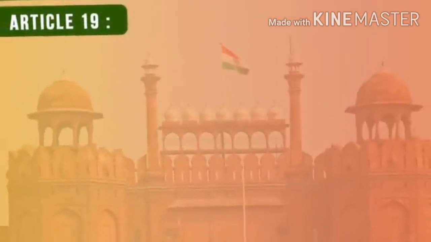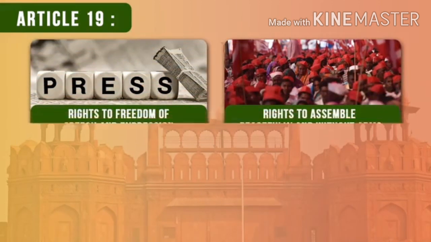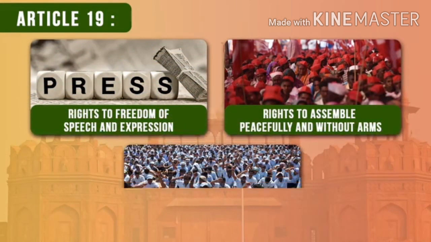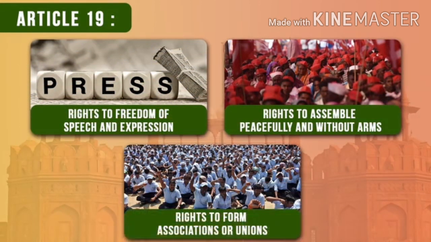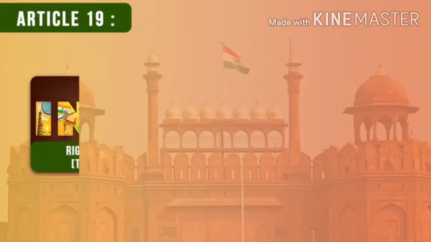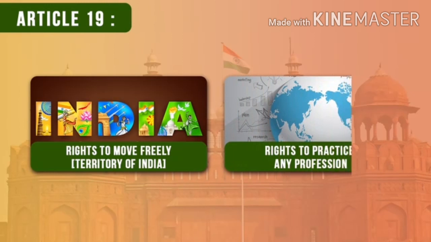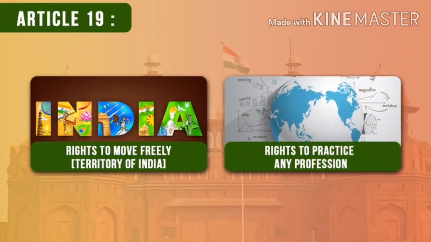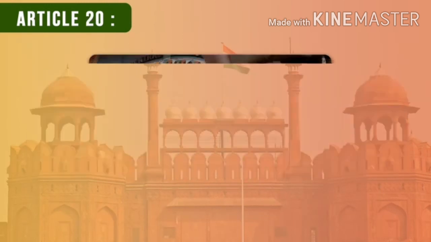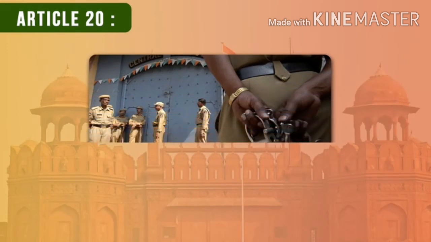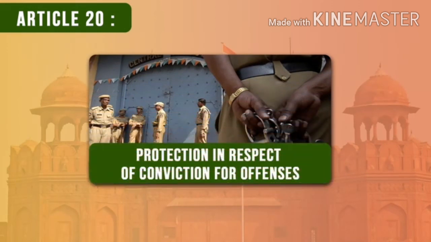1. Article 19. Rights to freedom of speech and expression, assemble peacefully and without arms, form associations or unions, move freely throughout the territory of India, and practice any profession or to carry on any occupation, trade, or business. Article 20. Protection in respect of conviction for offences.